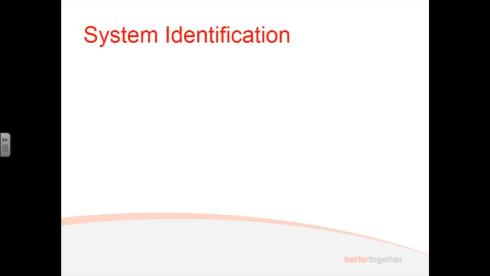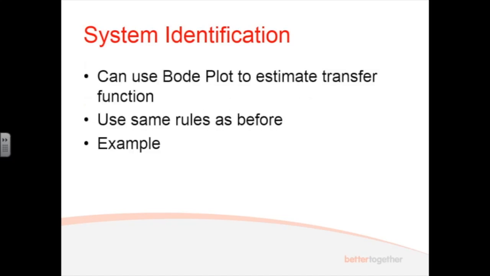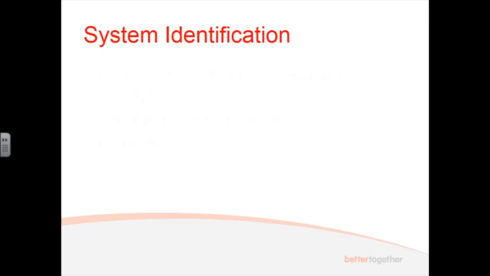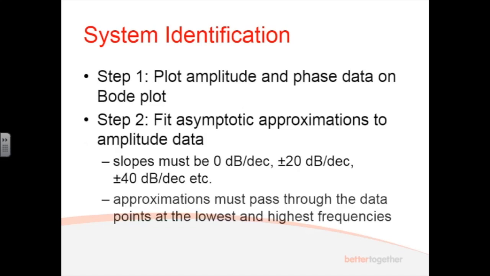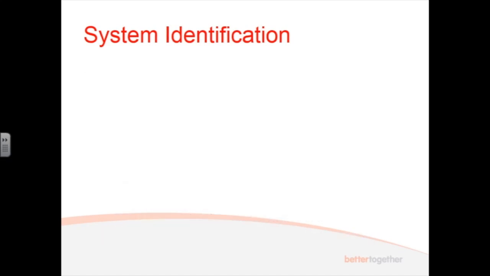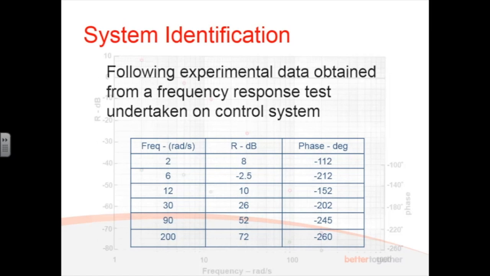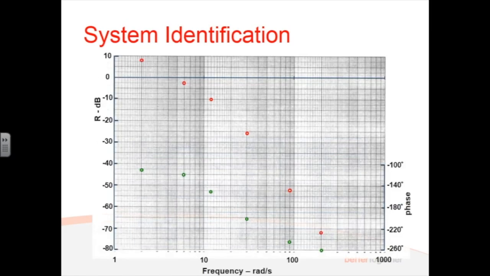We've just done this. This is system identification, which is finding a transfer function from the experimental data. Same rules, same shopping list. I forgot I had this example on the slide. There's some experimental data. I'm going to do this one. This is much sparser data. There's less to see here. The green dots are phase, the red dots are amplitude.